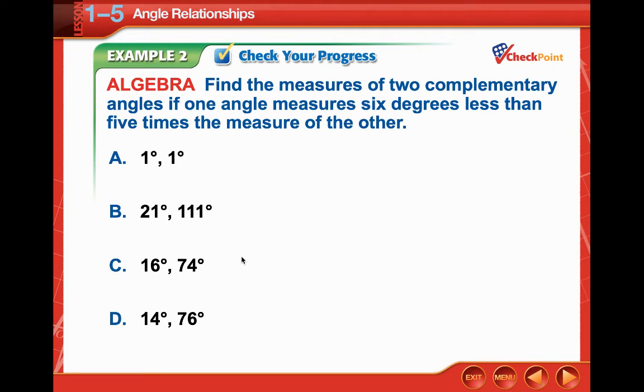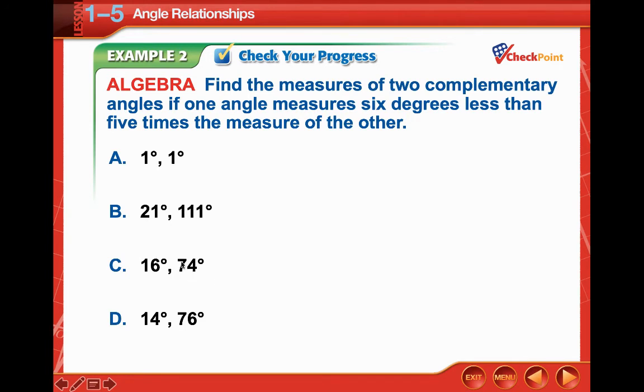All right. Hopefully you were able to solve this. First of all, it says find the measures of two complementary angles. We remember complementary angles are angles that add together to equal 90. Supplementary adds up to equal 180. Complementary equals 90. So 1 plus 1 does not equal 90. That equals 2. So A is wrong. 21 plus 111 does not equal 90. That equals 132. So B is wrong.